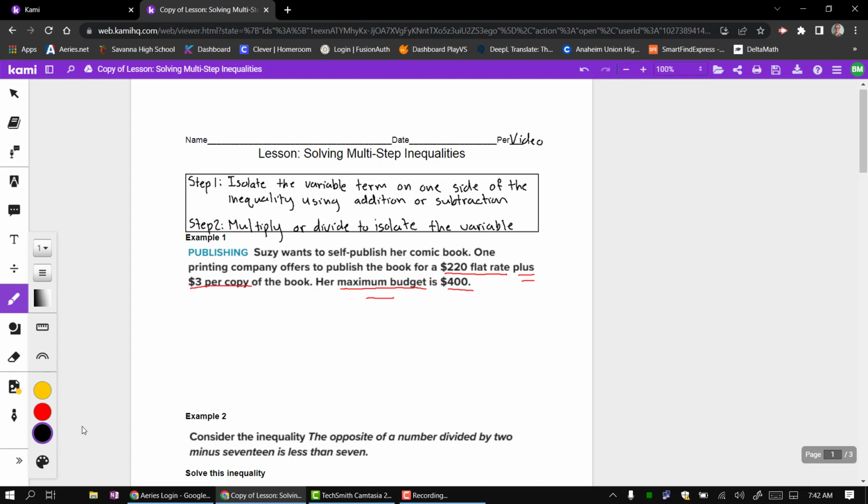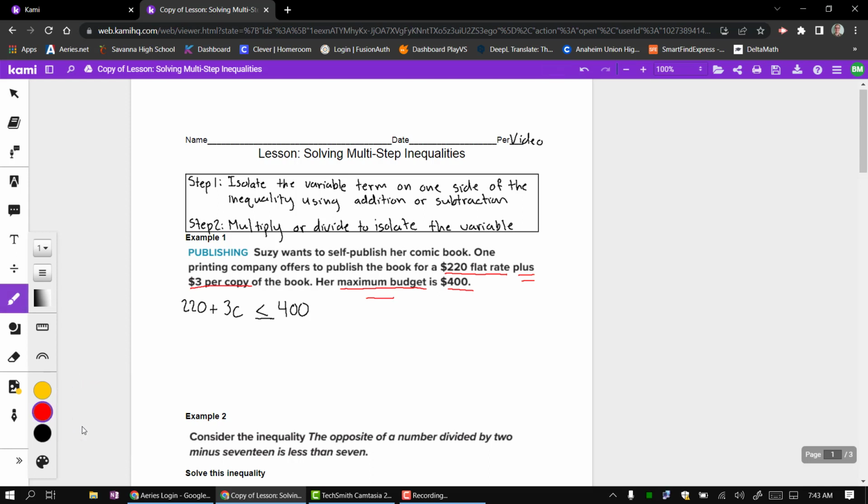So let's put this into a problem. $220 flat rate plus $3 per copy. So we're going to say that the comic books are C for comic book. So every comic book you make is going to cost her $3 on top of that. And that is a maximum. We cannot go over it. So we want numbers that are going to be less than or equal to what her budget is, and her budget in this case is 400. So there's my equation. So let's solve this equation.